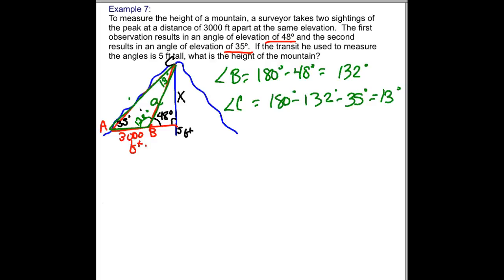So to find side A, we can say A is to the sine of 35 as 3,000 is to the sine of 13. All right, go ahead and find A.